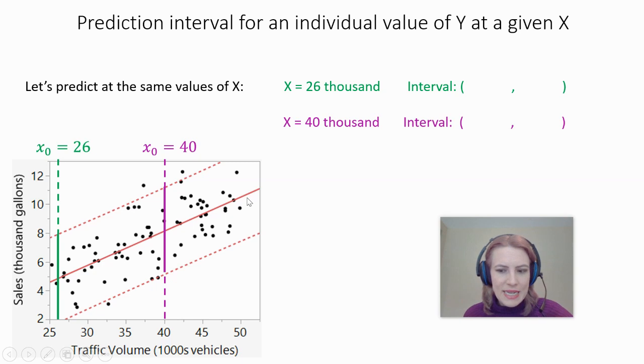Now, it's hard to tell, but there is still a slight bowing of these lines. They're not exactly parallel. So again, they are going to be the closest together near the middle, near x bar. So the confidence interval in purple here at x equals 40 is going to be just a little bit narrower than the interval at x equals 26, although not to as great an extent as with the mean, which was clearly more curved.